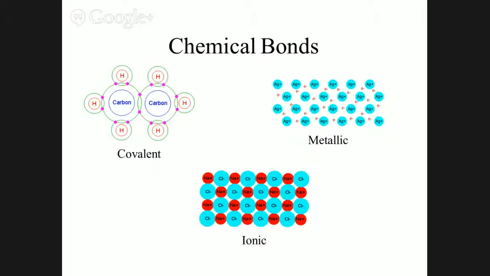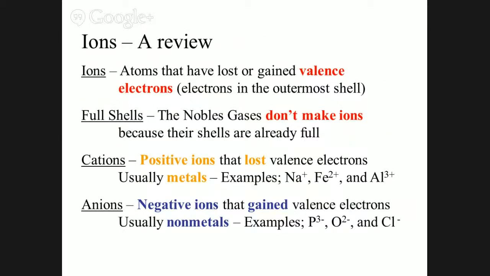Chemical bonds. And in principle, there are three types of bonds that we worry about: covalent, ionic, and metallic. And each one has its own characteristics that can distinguish it so that we can separate the types that we're talking about. First off, a little review. Ions: atoms that have lost or gained electrons.